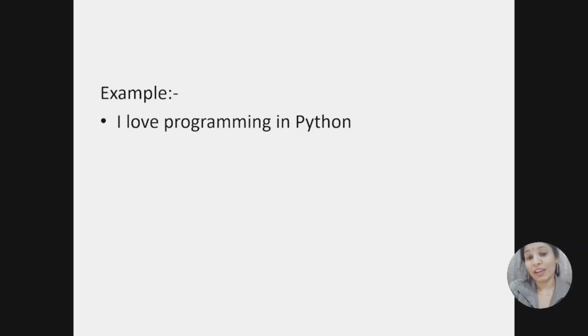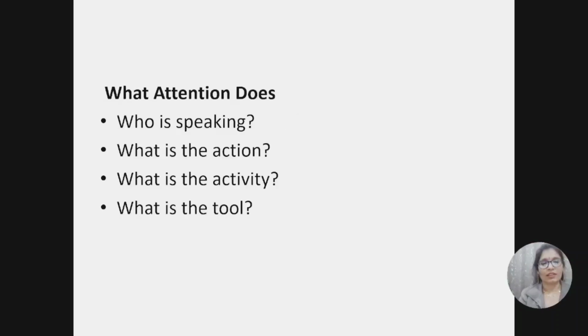When a human reads this sentence, I love programming in Python, we automatically understand the relationship between these words. But a machine does not understand language like humans do. Now we are going to see what attention does. Self-attention helps the model answer very basic questions, like who is speaking.